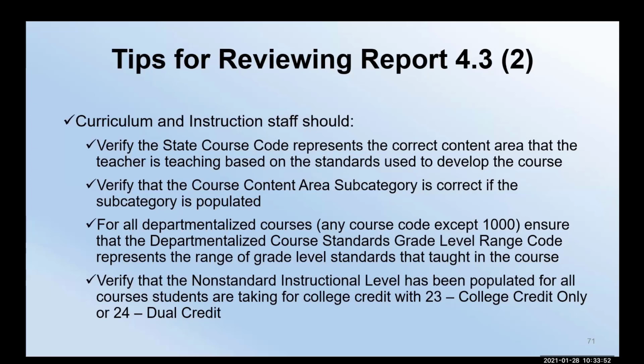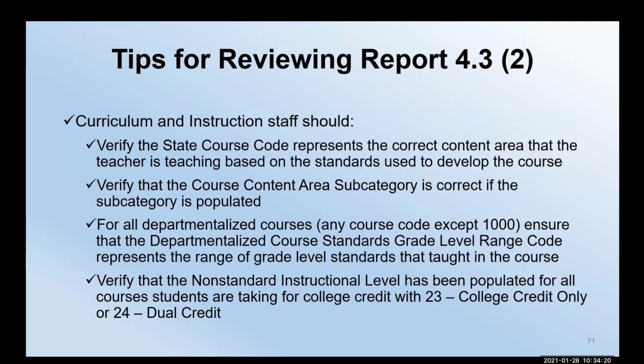Next, sometimes the content area subcategory may trigger exceptions. So you need to make sure that you select the correct content area subcategory for that course. For example, we have a general art course, which is course code 9000. An art course is actually going to require that you further delineate the specific type of art that's being taught. Okay, so if it's required, make sure that it's correct.